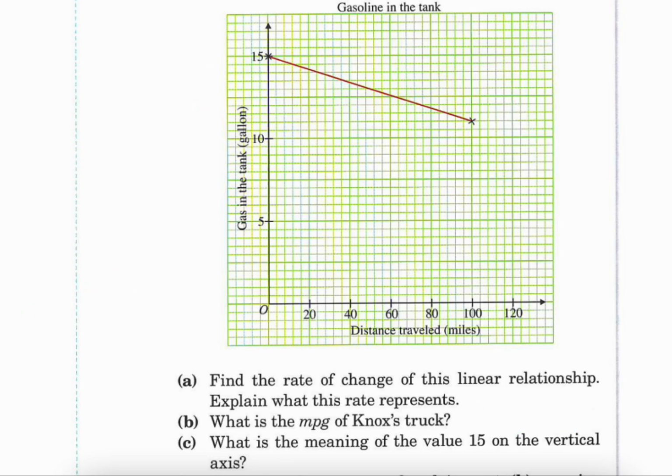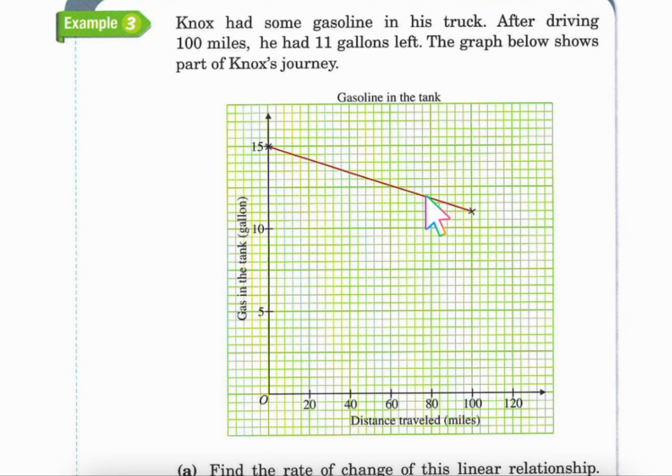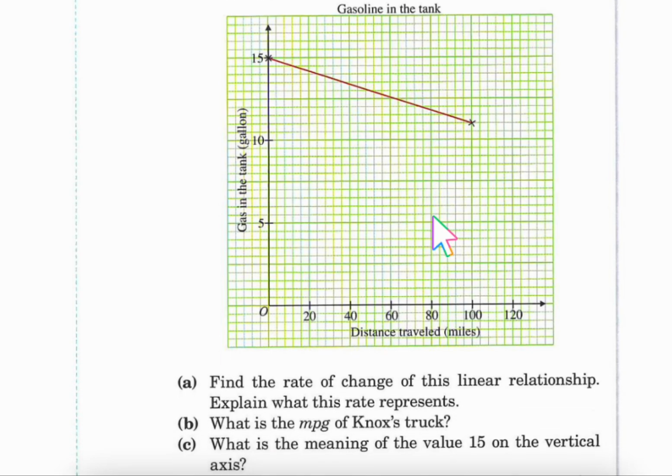All right, now they want to know, what is the meaning of the value 15 on the vertical axis, right here? That's our B value, but they want to know, so what is 15, right? Now let's go back and read the problem. Knox had some gasoline in his truck. After driving 100 miles, he had 11 gallons left. So what do you think 15 would mean?